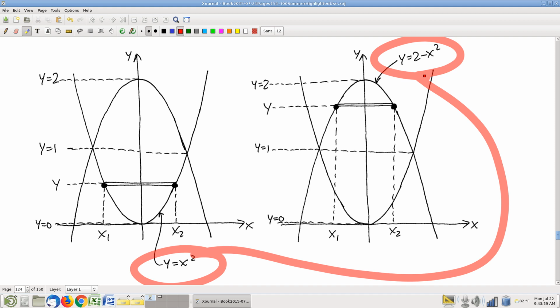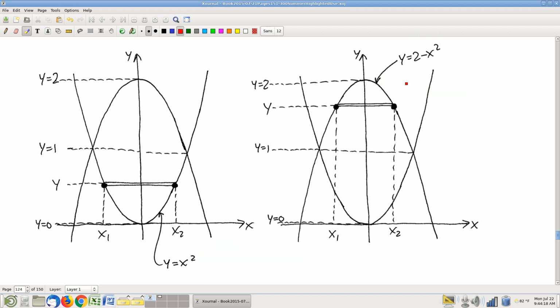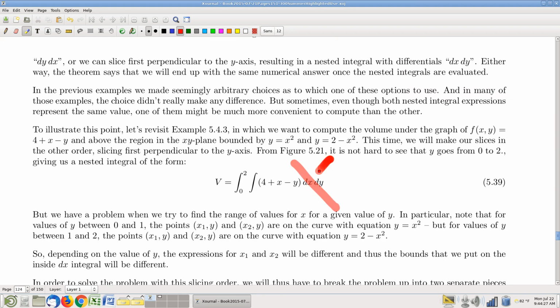Once you've decided which one you would like to solve for, make sure you do that variable on the inside. In other words, slice first with respect to the one that you don't want to have to solve for. That make sense? All right. So both of those little lessons that we learned from this example suggest not doing the differentials in that order.